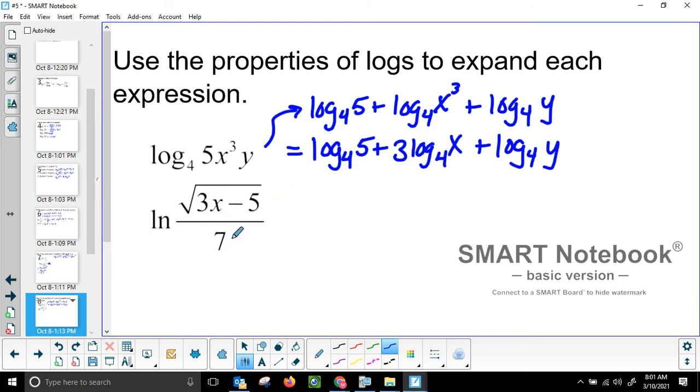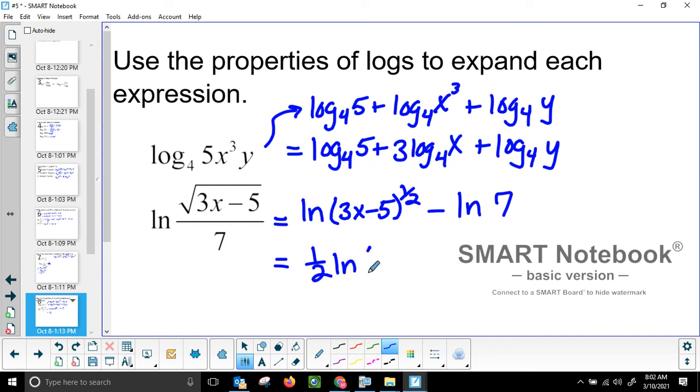Here we have things being divided, so I can separate them with subtraction. Also, do remember that a square root is just that thing raised to the 1/2 power. So again, I can take this exponent and bring it out in front as a multiplier. And we are fully expanded.